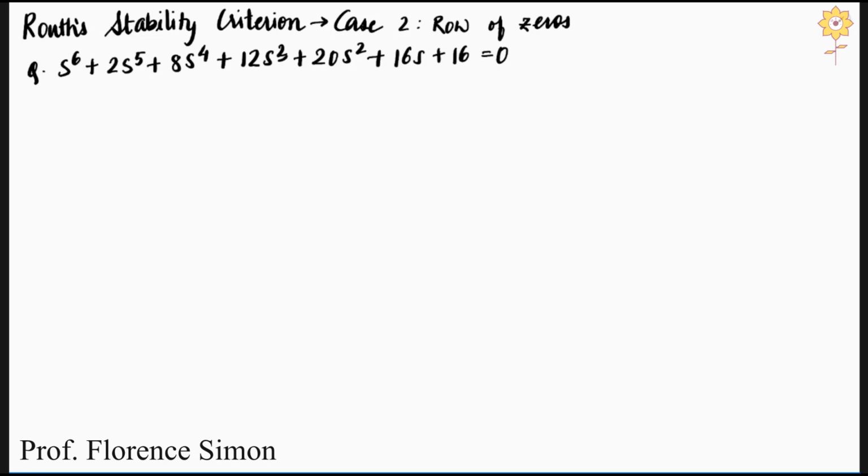So here again we will be starting by forming Routh's array. As I told you, while forming Routh's array, we observe what is the highest power of s that we have, and we start writing s raised to 6 in decreasing order, s raised to 5, s raised to 4, s raised to 3, s raised to 2, s raised to 1 and s raised to 0.